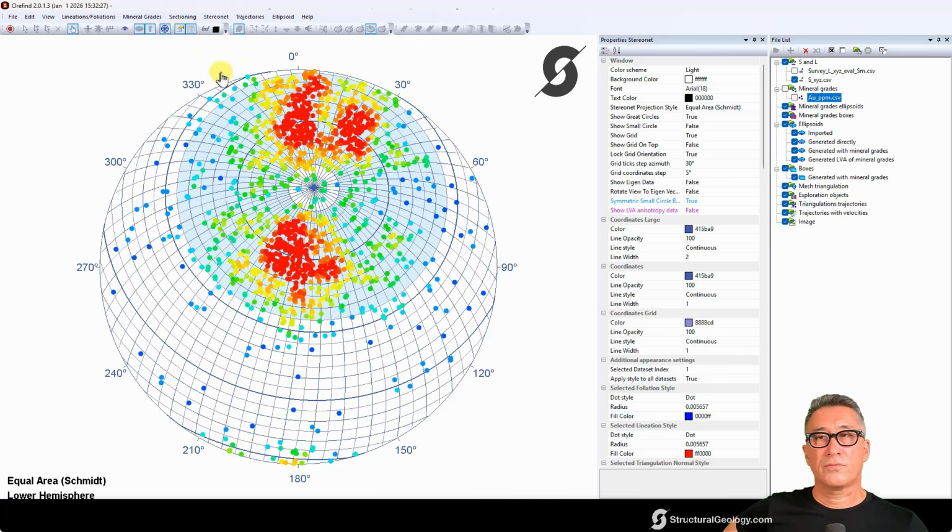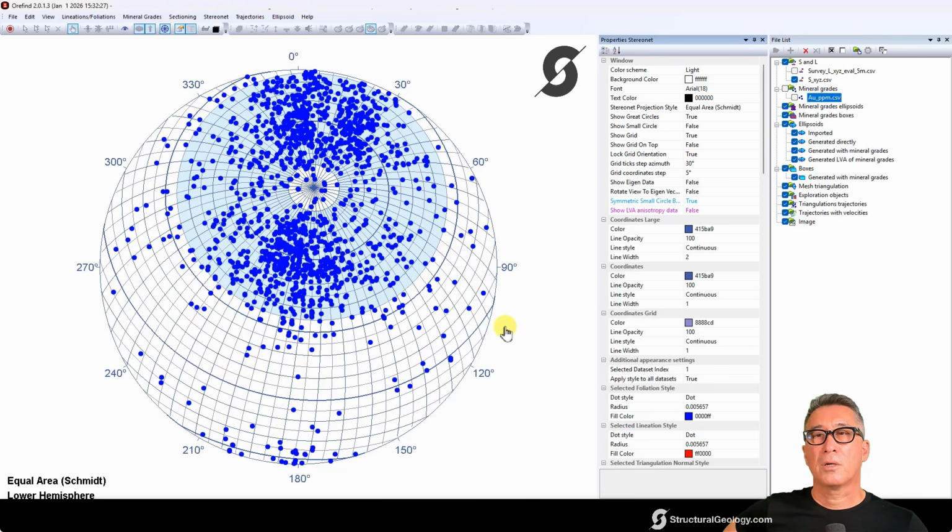Yeah, it's really confusing. Okay, so just to be sure, what I'm going to do is show you where these poles occur. So I can select these.